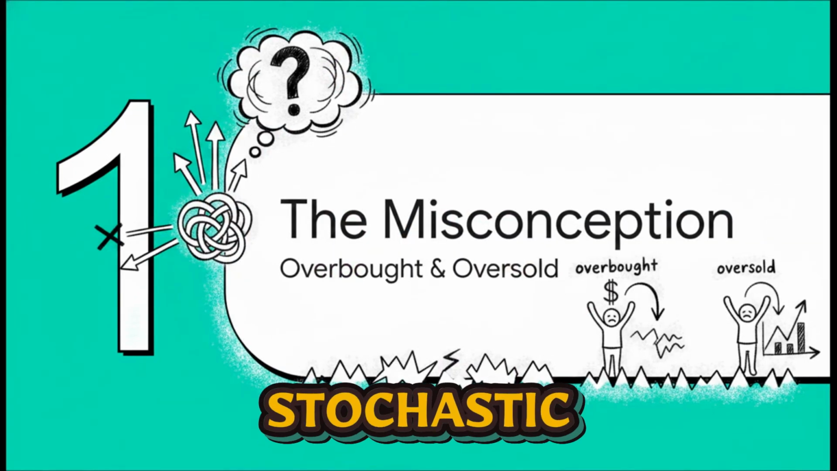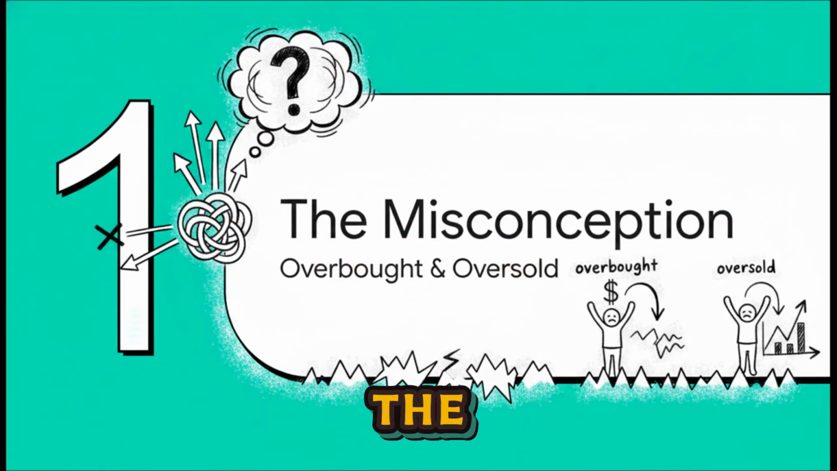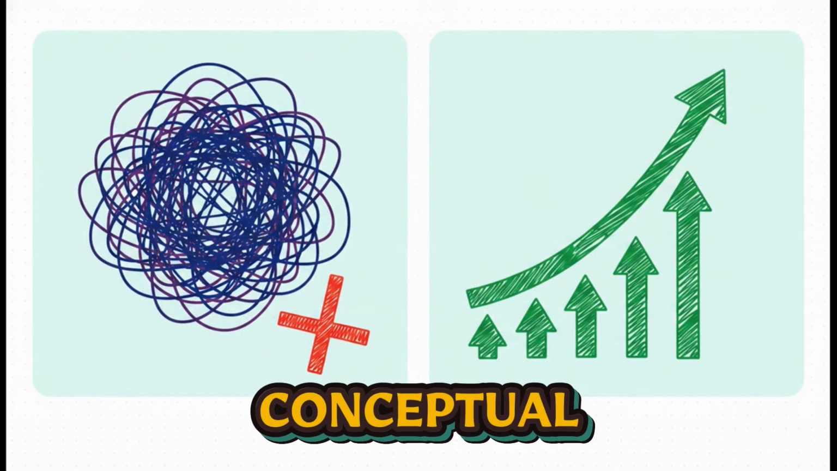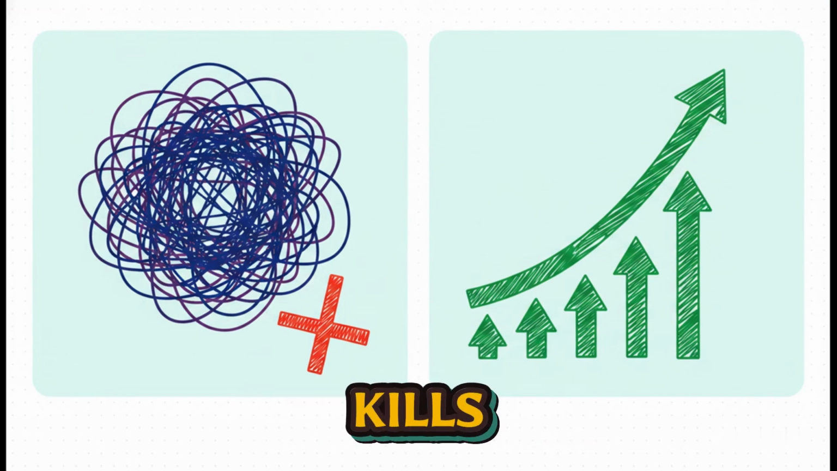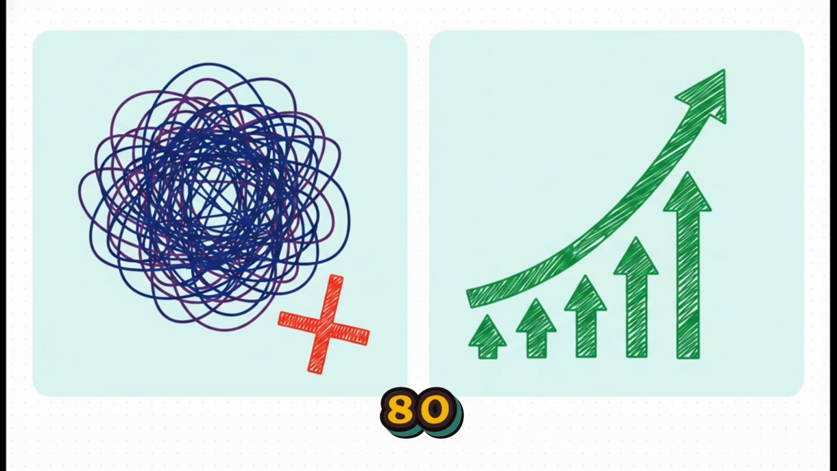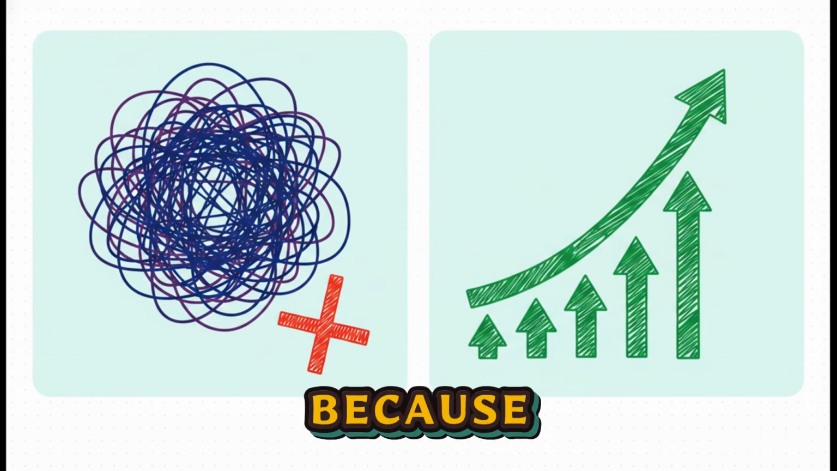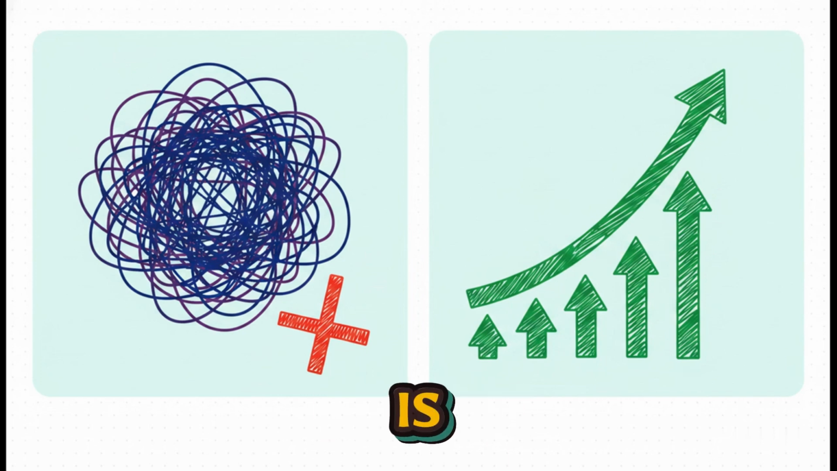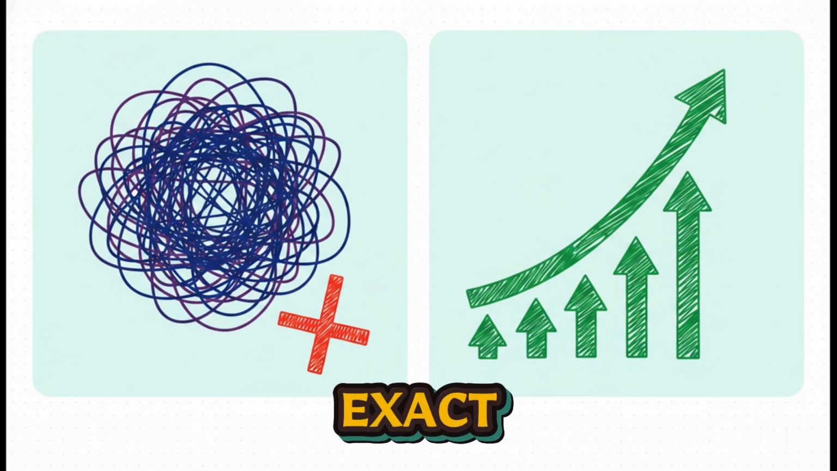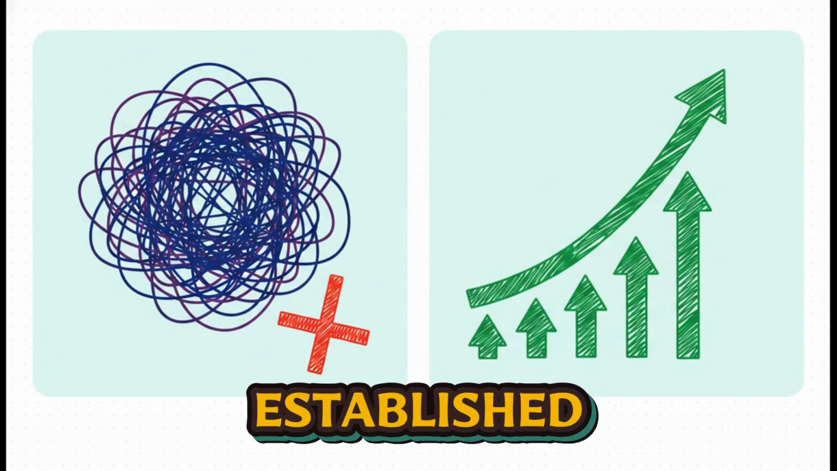The Great Stochastic Misconception, or the Trap of the Overbought and Oversold. We've got to expose a massive conceptual trap here that consistently kills retail accounts. There is a stark contrast in mindset between pros and amateurs. You see, an amateur trader spots a stochastic reading of 80, and they just blindly smash that sell button because the textbook says, hey, the market is overbought. But a professional trader approaches the indicator completely differently. They only ever look for entries in the exact direction of the already established trend.